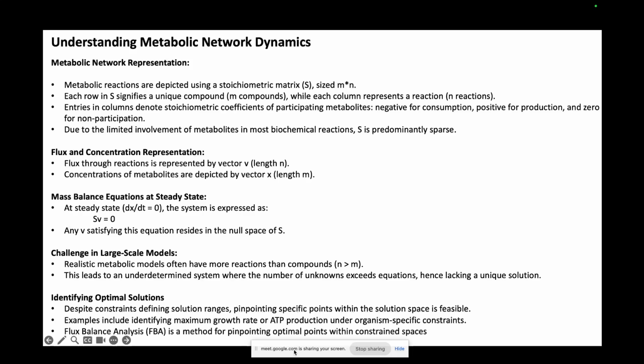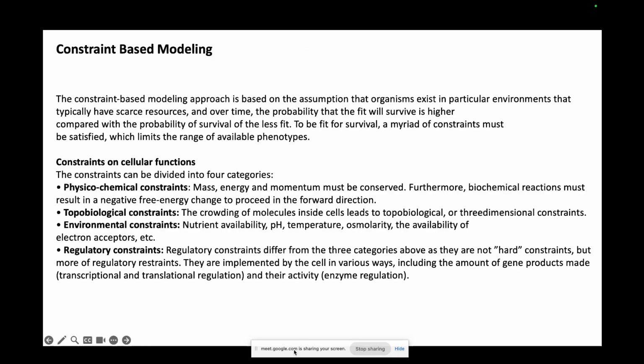Despite constraints defining solution ranges, pinpointing specific points within the solution space is feasible. Examples include identifying maximum growth rate or ATP production under organism-specific constraints. Flux balance analysis is a method for pinpointing optimal points in this constraint space. So you have a two-dimensional space, and a region inside that space where your solutions might lie. It's bound by certain constraints, but pinpointing the solution is very difficult, and flux balance analysis comes in handy at that point.